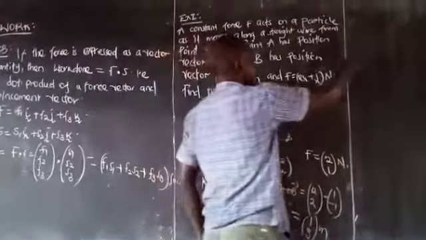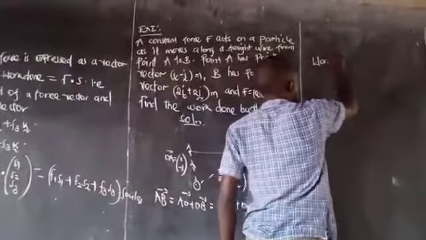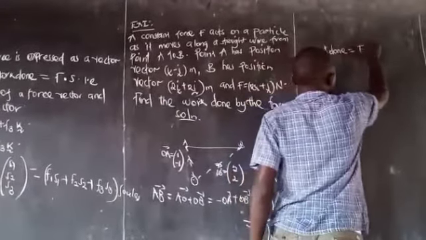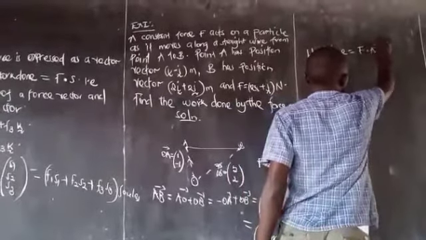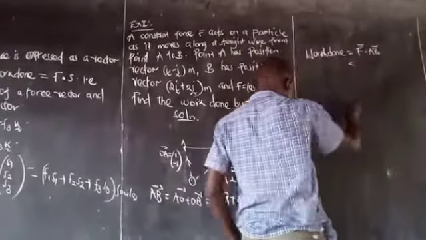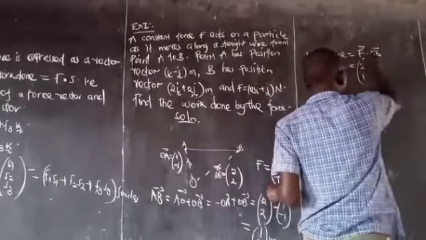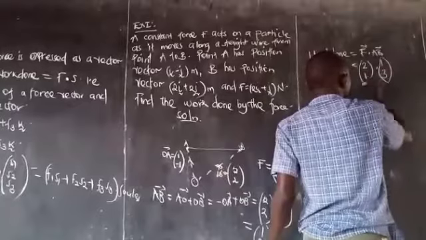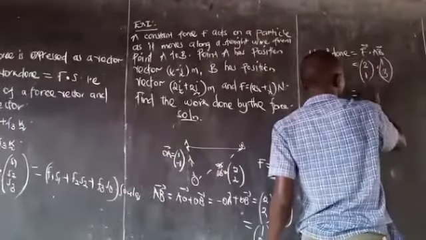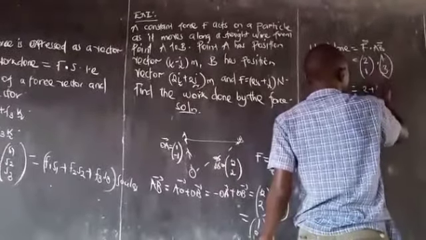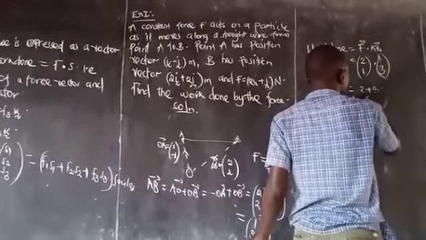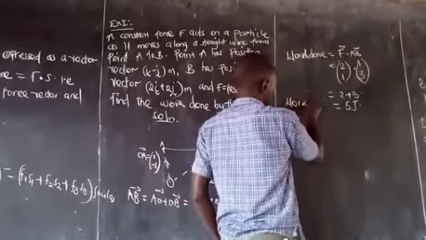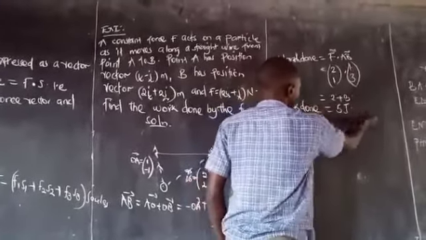To get the work done, we shall say it is equal to F dot AB, which is (2, 1) dot (1, 3). And this simply gives you 2 times 1, which is 2, and then 1 times 3, which is 3, and this is 5 joules. And therefore the work done is equal to 5 joules.